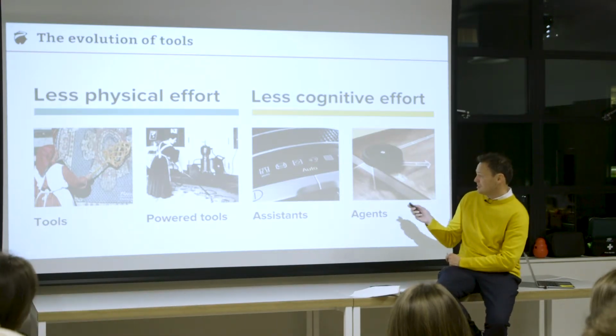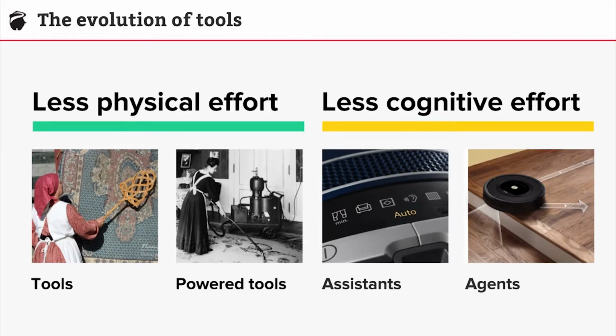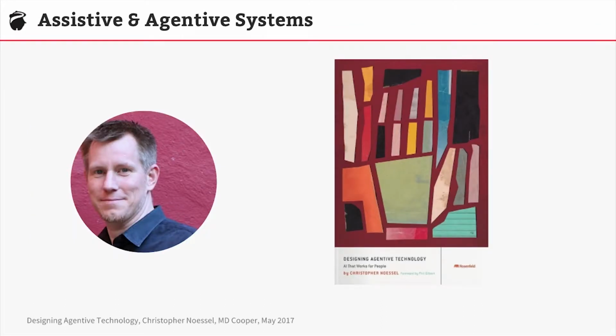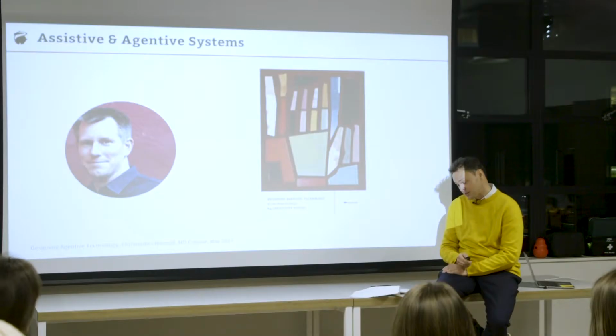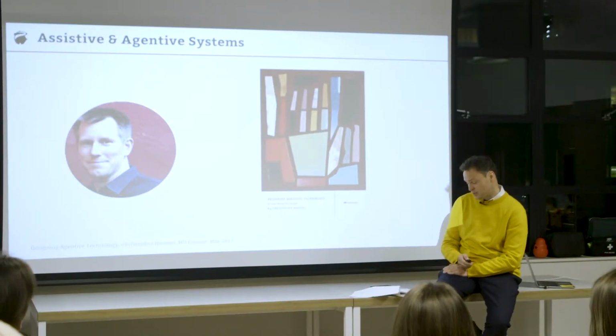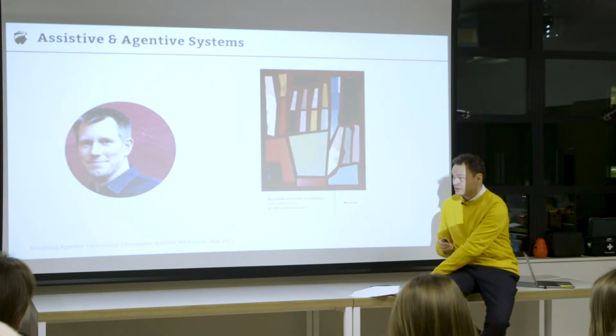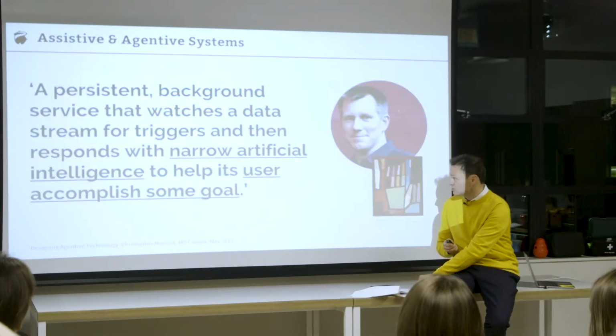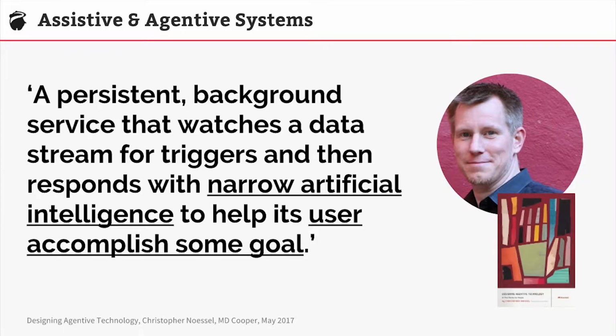So these two are really interesting. So assistants and agents, and there's a guy called Christopher Noessel. He's managing director of an interaction design studio called Cooper. He wrote a fantastic book called Designing Agentive Technology, which I can really recommend. He says, as a definition of an agent, it's a persistent background service that watches data streams for triggers and then responds with narrow artificial intelligence to help users to accomplish some goal.